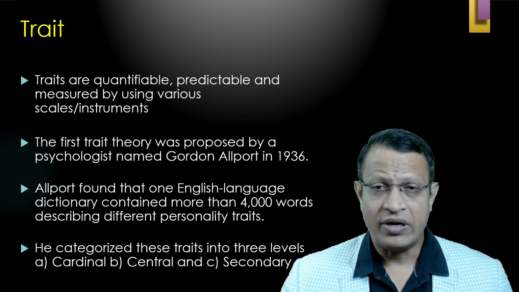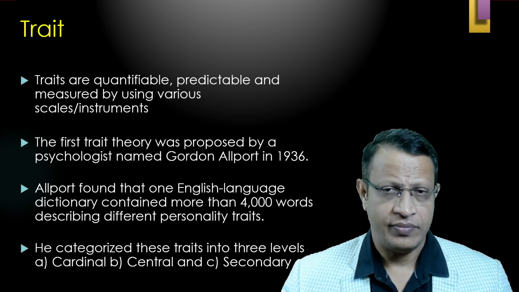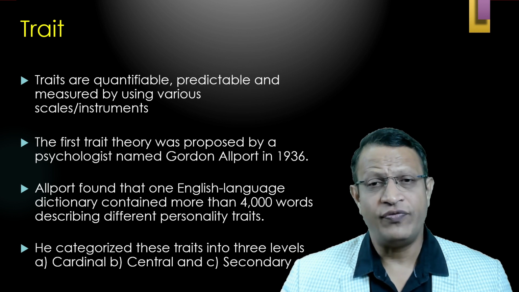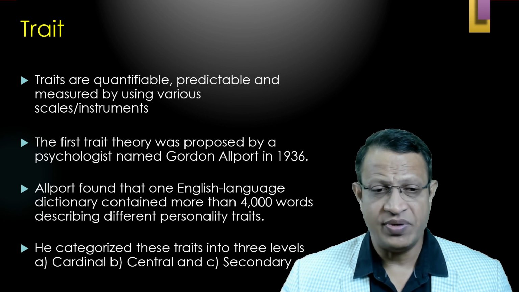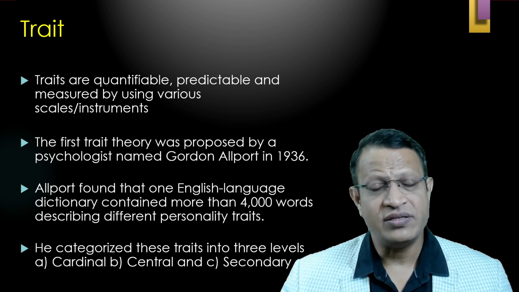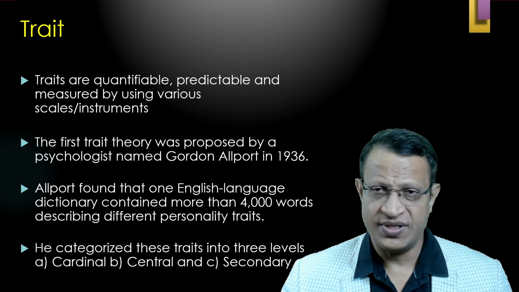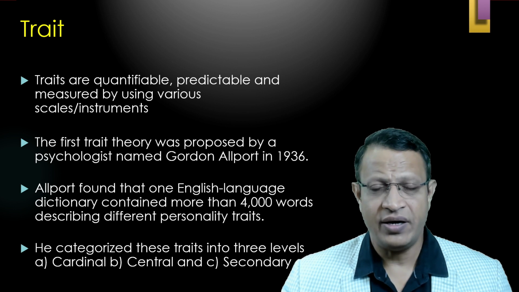Allport tried to find out the characteristics of a person as explained in a dictionary. He found that more than 44,000 words were used to describe a person or a personality trait. And finally, he categorized these traits into three important groups: cardinal, central, and secondary traits.